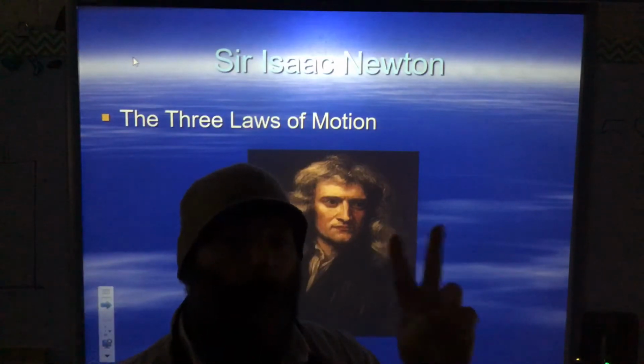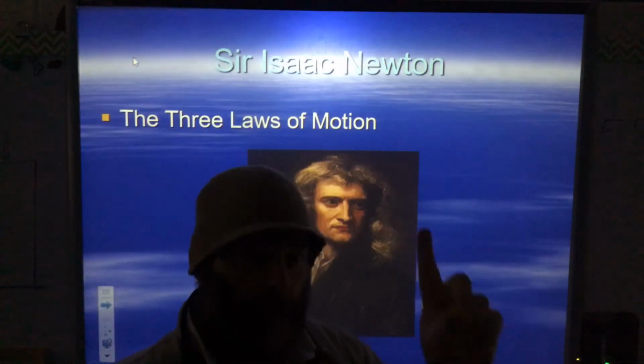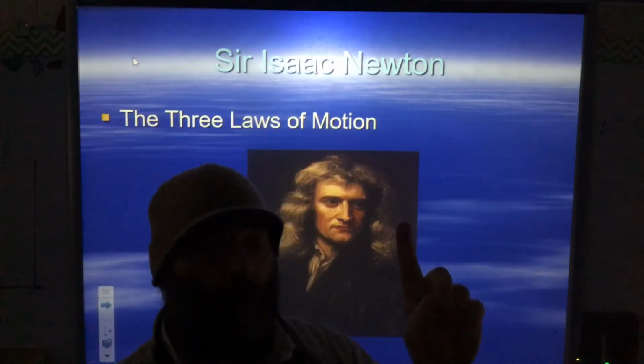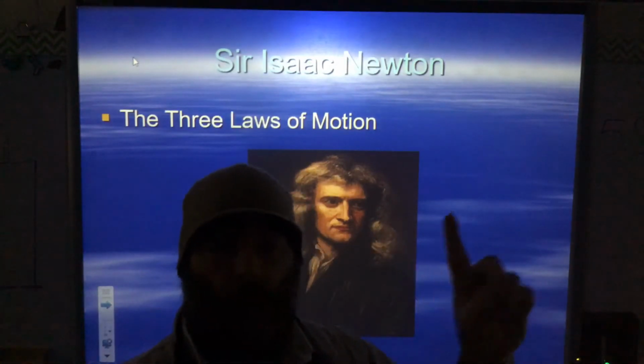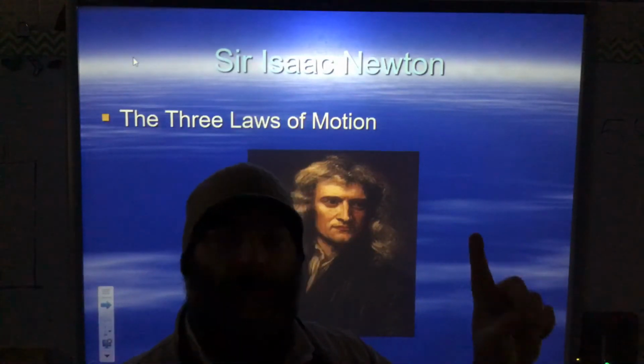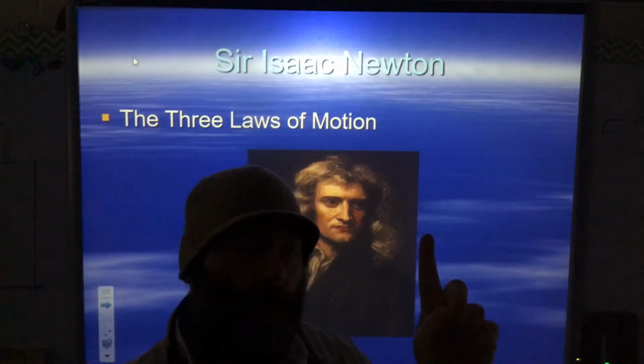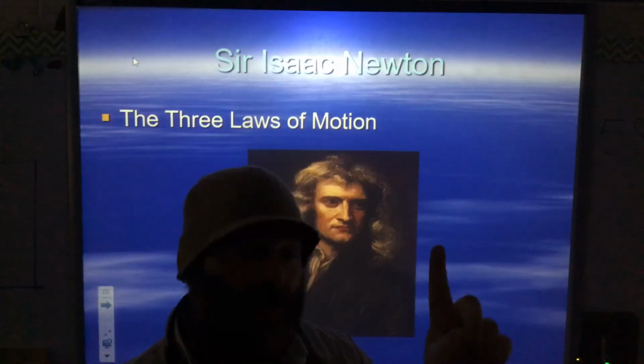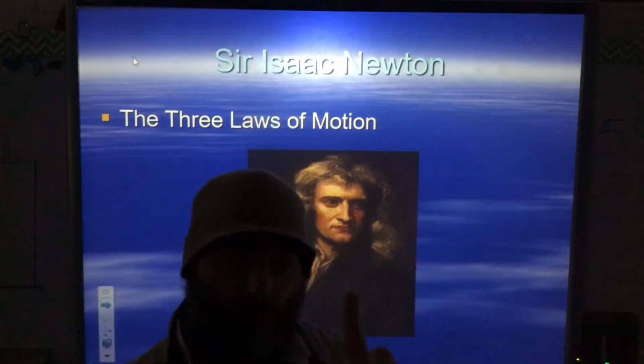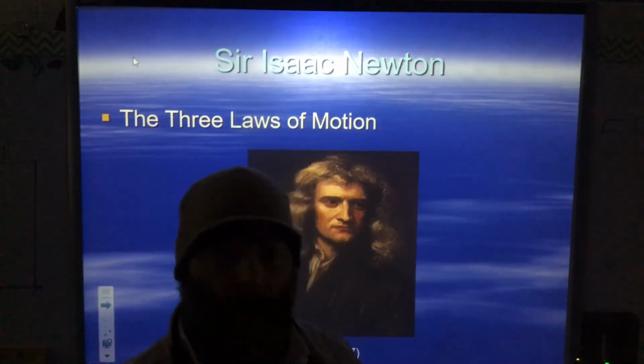Well, inertia has two parts, right? Everything that is in motion is going to stay in motion until forces stop it, okay? And everything that is not in motion is going to stay still until something comes along and moves it, a force, a push, or a pull.